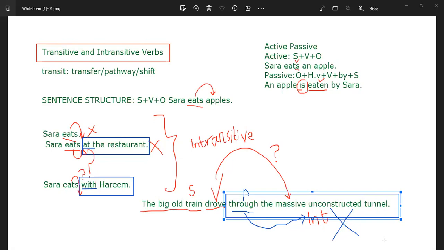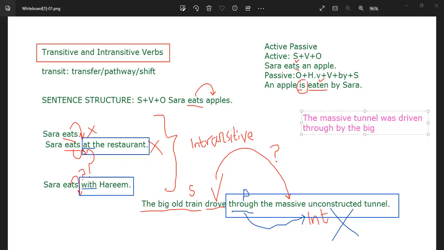Okay, but this sentence is still going to have a passive voice, okay? Which is the massive tunnel was driven through by the big old train. Okay? So even though it was containing an intransitive verb, it still does have a passive voice. Okay? So mostly that case applies, but there are cases when that case does not apply.